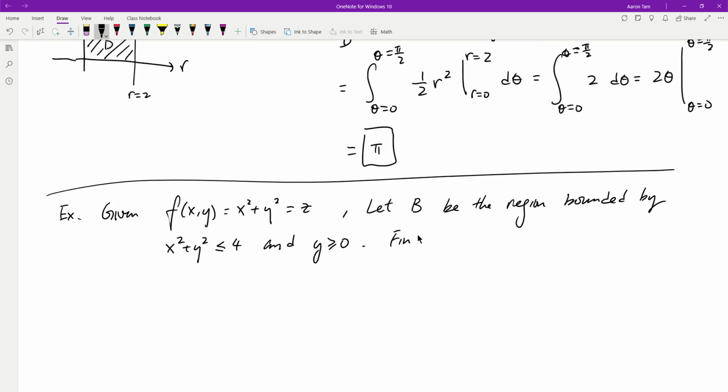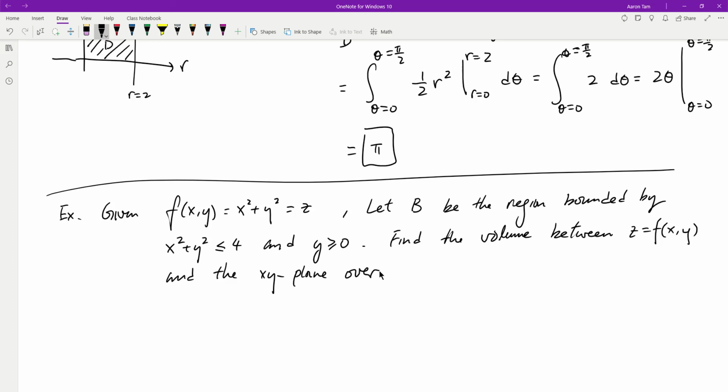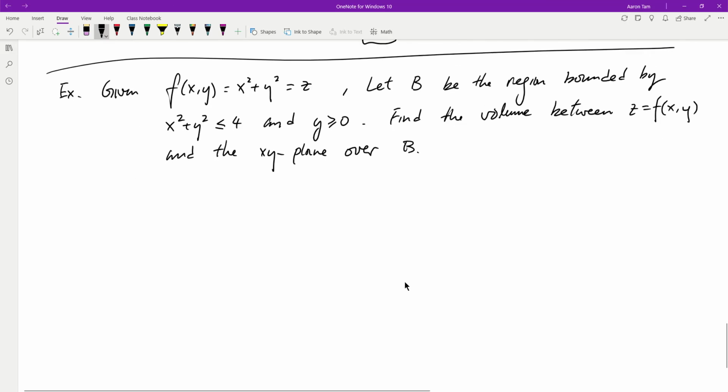I'm going to ask you to find the volume between z equal to f of x y and the xy plane over the region B. All right.